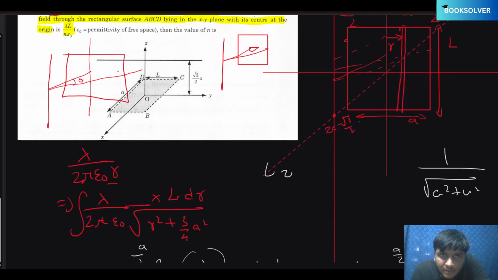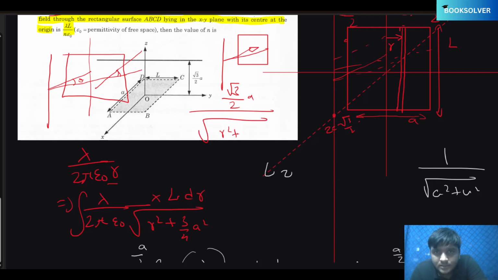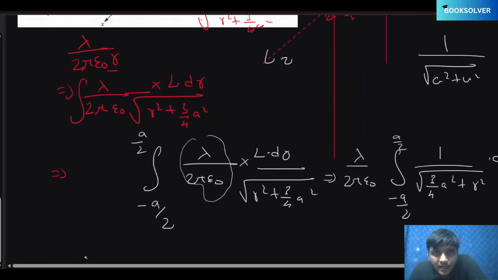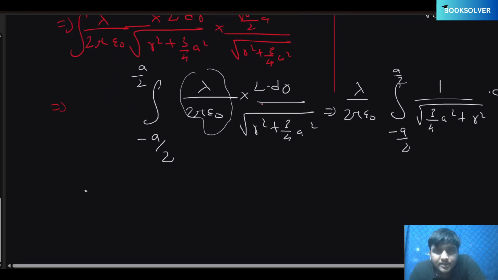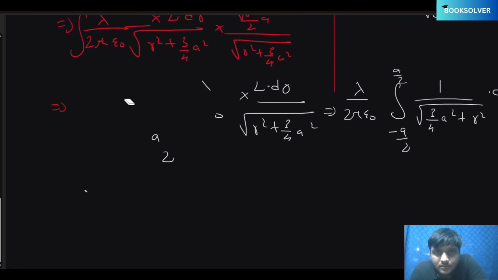The area vector will be perpendicular to this surface, so every time cos theta will be the same as this theta. And this theta is always equal to root 3 by 2a by root under r square plus 3 by 4a square. So that's why I have to multiply this everywhere. Here it should be multiplied with root 3 by 2a by root under r square plus 3 by 4a square. Let me erase all the incorrect ones.